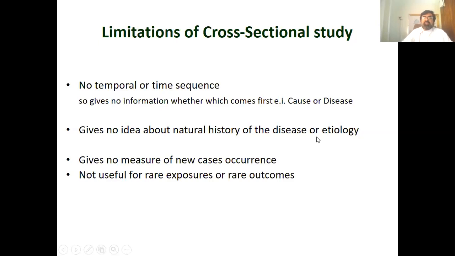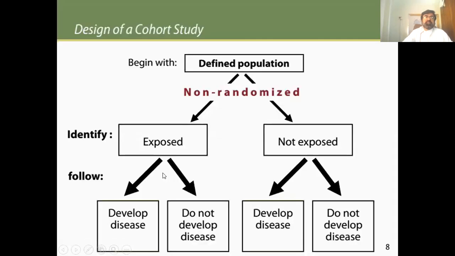It gives no idea about the natural history of the disease or etiology, gives no measure of new case occurrence, and is not used for rare exposure or rare outcome. For a rare outcome, you have to go for a case control study, and for a rare exposure, you have to go for a cohort study. So these are not studied in cross-sectional studies.